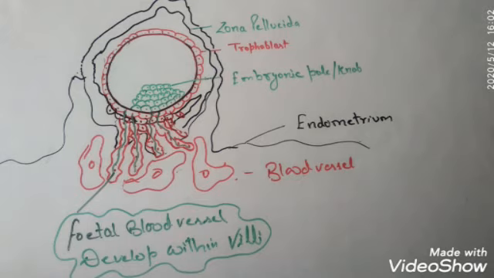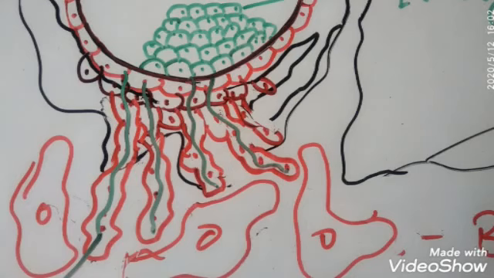Next step is, within these villi, the blood vessels of the fetus start developing. In the figure, I have shown the fetal blood vessels with a green marker. Now, this is a close look at the fetal blood vessels. As you can see, the trophoblast layer forms villi-like or finger-like structures. Within this finger-like structure, the blood vessels are increasing in size.